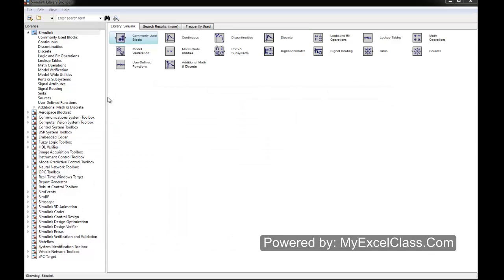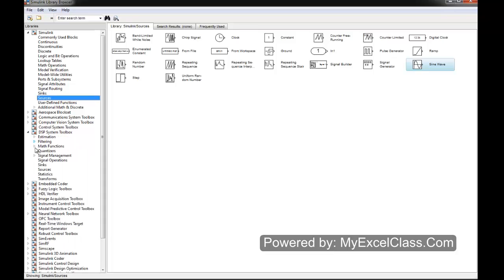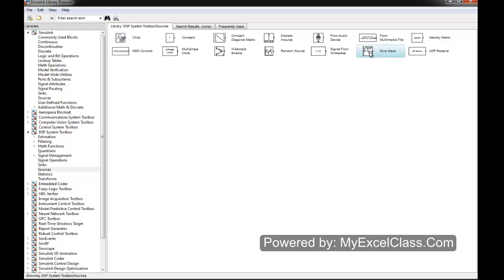Okay, so what I need in this is signal sources, sine wave, no, not from here, but from the DSP library. So I'll go into DSP, then you have sources, you have sine wave generator, add it to FFT model, it's going there.